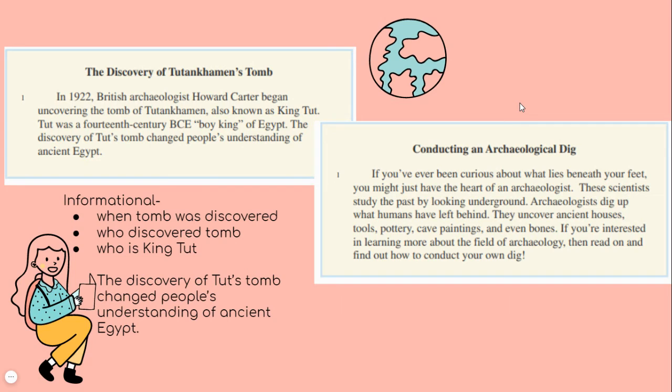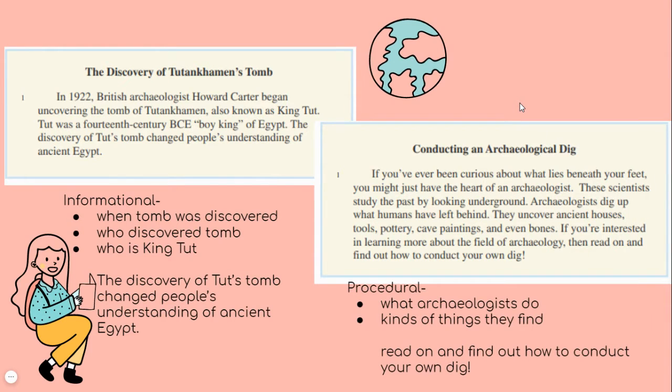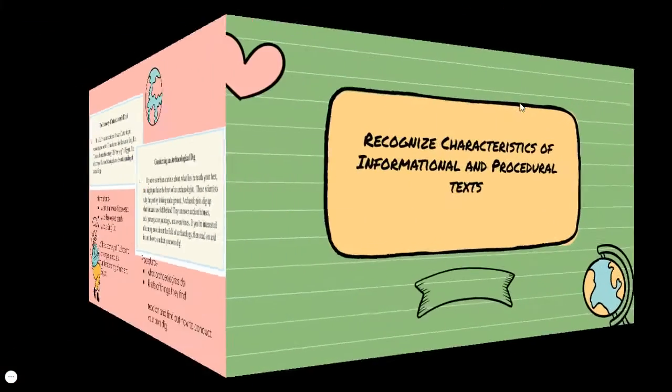Now, look at the first paragraph of a procedural text. It also gives facts about a topic. It explains what archaeologists do and the kinds of things they find. The last sentence of the excerpt gives a clue about the text's purpose. The author says the text will explain how to do something. What will it teach readers to do? It says, read on and find out how to conduct your own dig.